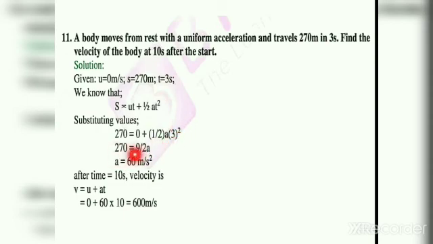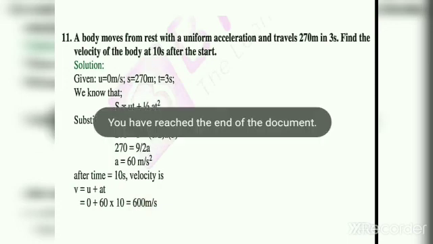So 270 is equal to half a, 3 square is 9, right? So you get 9 divided by 2, 9 by 2 into a. So a is equal to, when you send it to the other side, 270 into 2 divided by 9, which gives you 60 meter per second square. So after time 10 seconds, you have to find the velocity. v is equal to u plus at. The initial velocity is 0, plus acceleration 60 into time 10. So 60 into 10 gives you 600 meter per second.